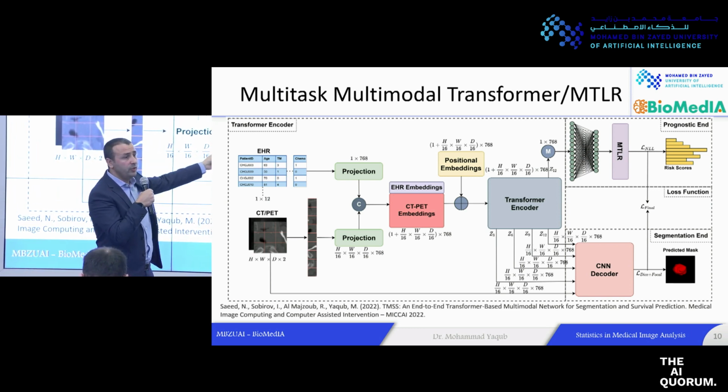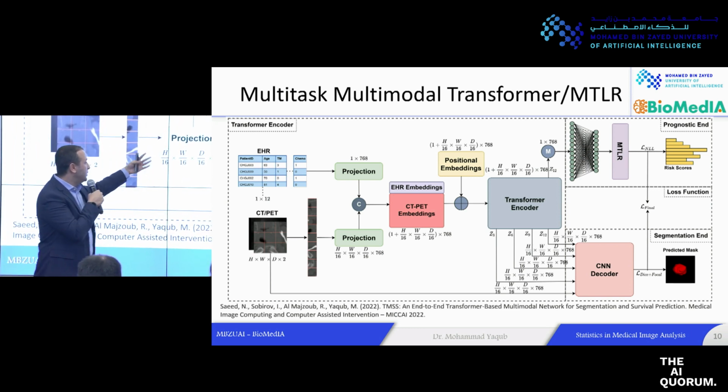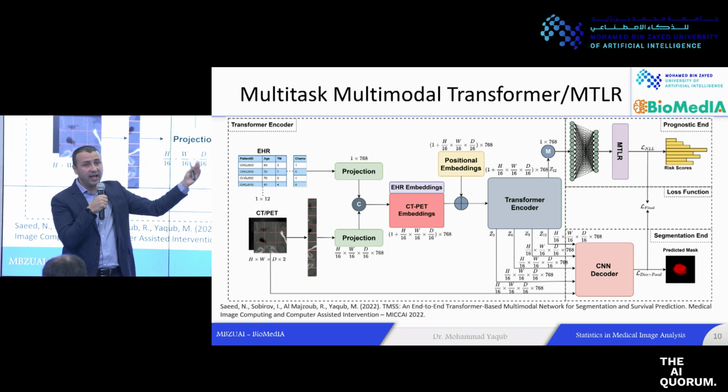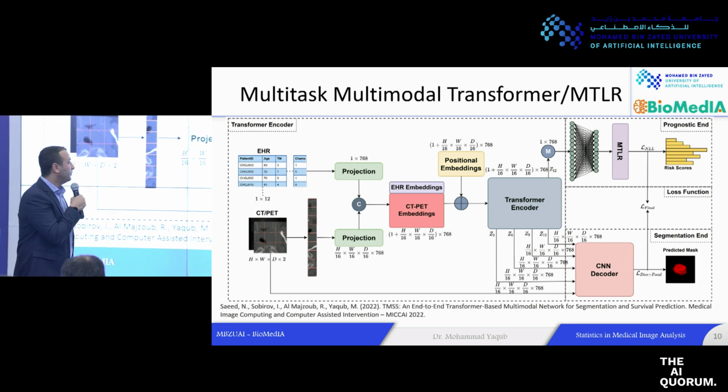Here we changed the CNN to a transformer, and we still use MTLR to be able to do segmentation as well as regression.